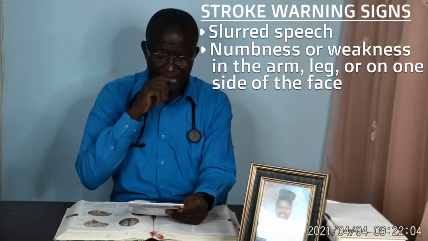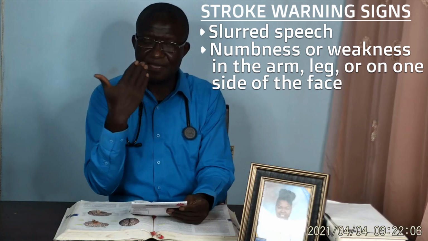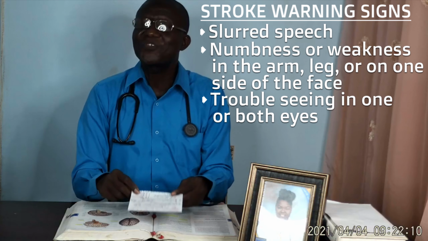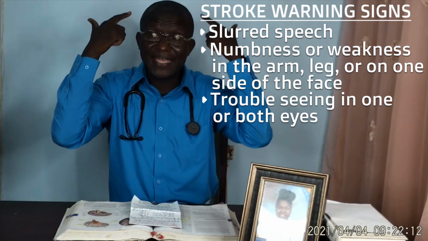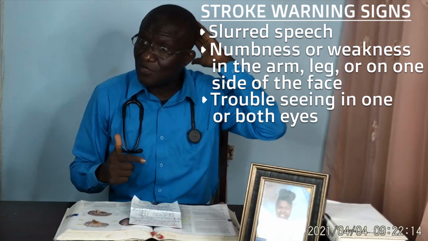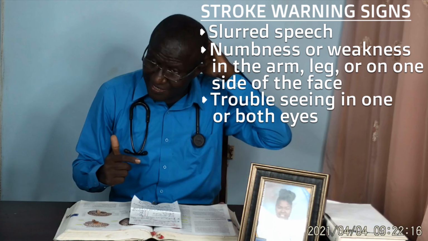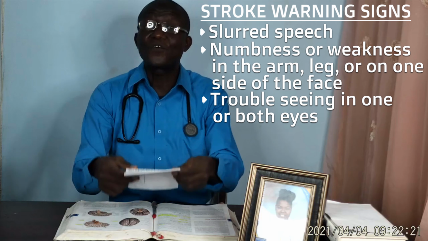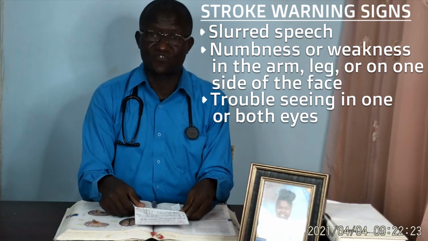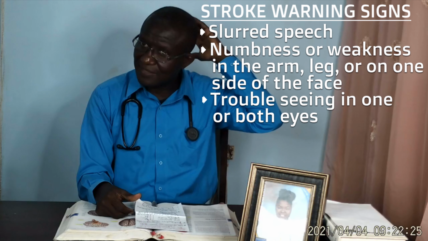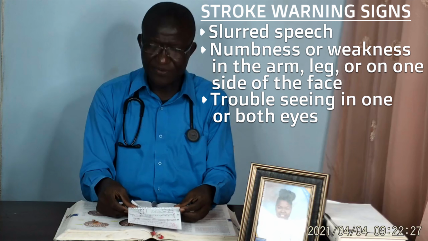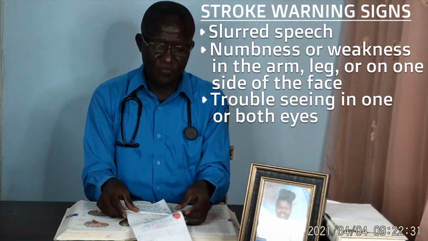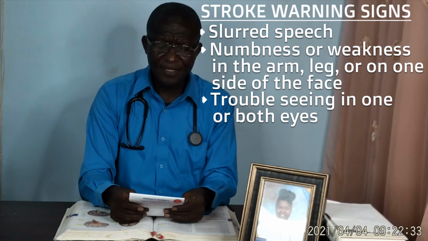So the face, the arm, the legs, and then problems seeing, because we don't really see with our eyes. The brain is what facilitates the vision. The occipital area, behind the head, is responsible for the vision. And if a stroke does occur in that area, you cannot see, right? It can be in one eye or on both sides.